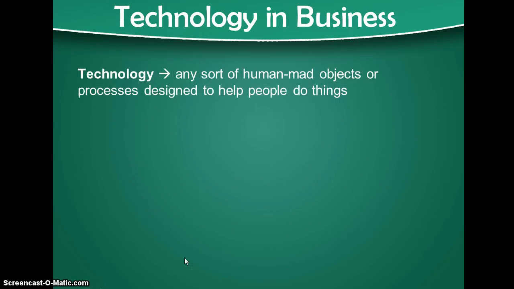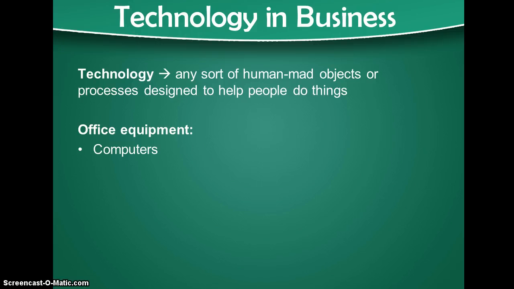So when we're looking at technology in business, let's first define what technology is. A lot of people think it's just computers or the internet, but actually technology is any sort of human-made object or process designed to help people do things. So it could be any sort of electronics, but it could be like your office desk. It's designed to help you do things by keeping you more organized. So there's lots of different forms of technology.